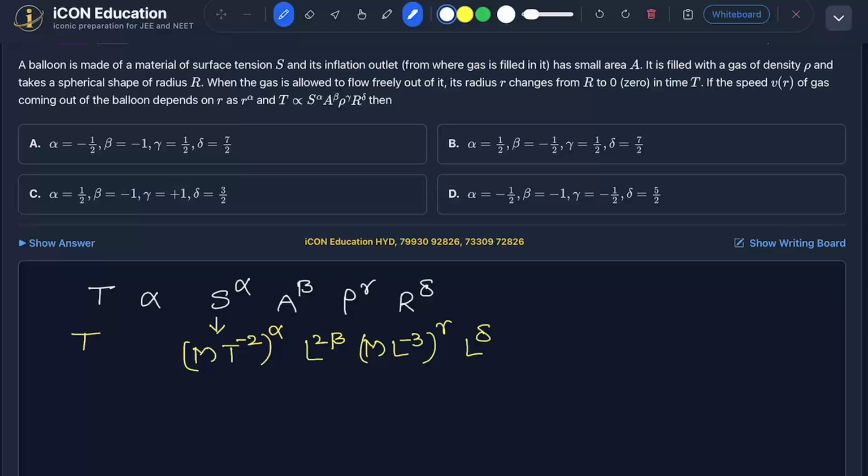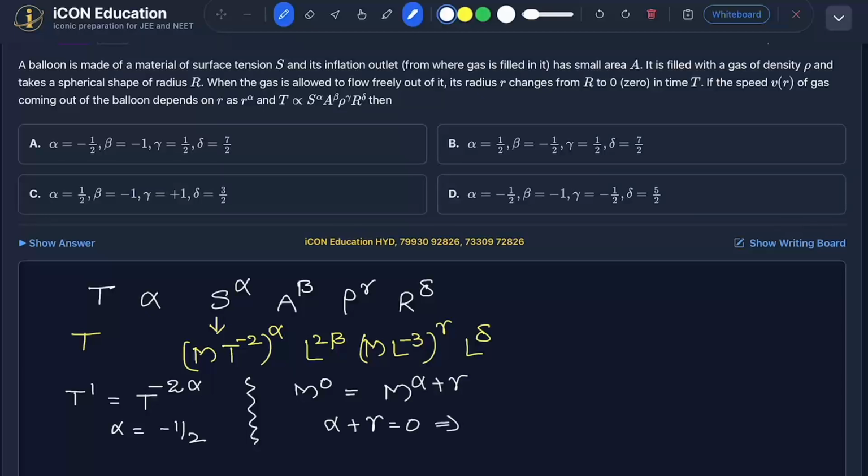Now what I'm doing is I'm equating the powers of T on both sides. Left hand side we have T power 1 and right hand side we have T power minus 2 alpha. So it's very clear, alpha equal to minus 1 by 2. Okay. Next take the powers of M. Left hand side 0 and right hand side we have M power alpha plus gamma. It's very clear, alpha plus gamma is equal to 0. That means alpha equal to minus gamma.